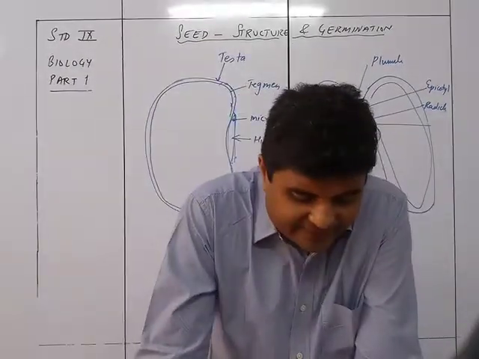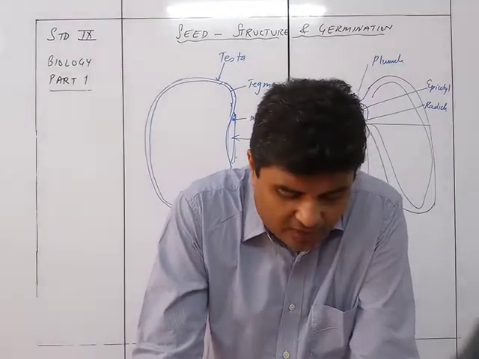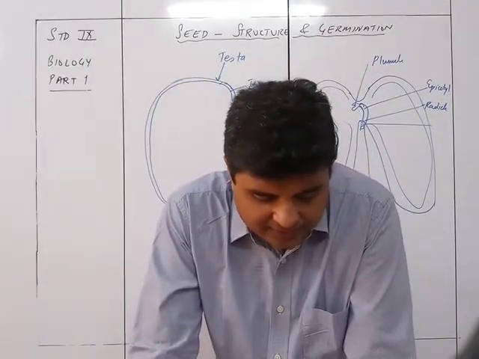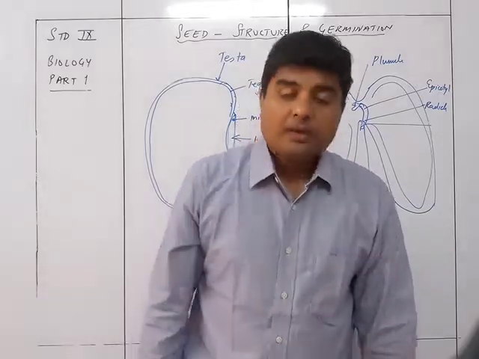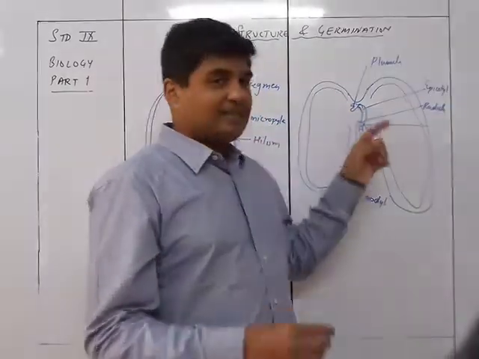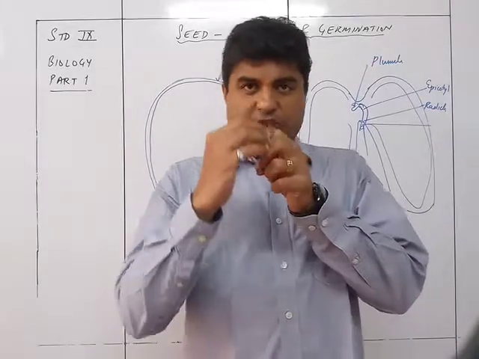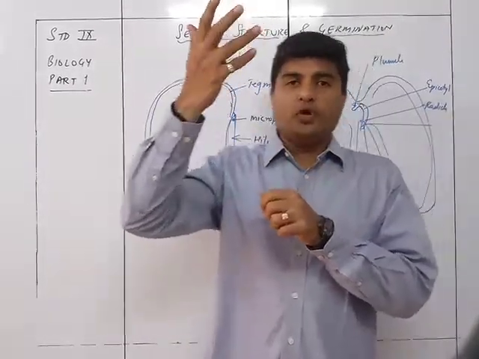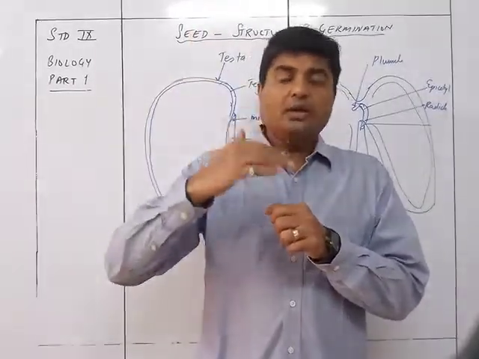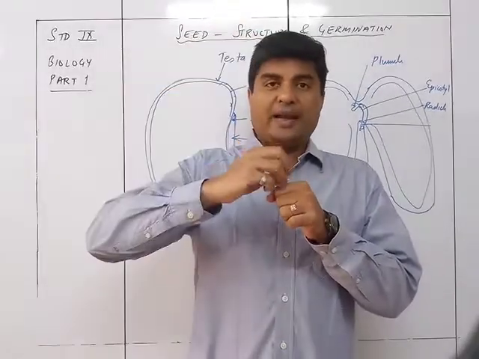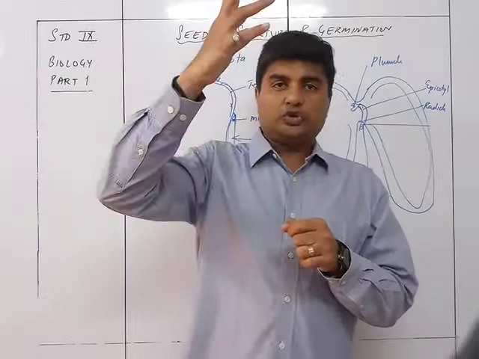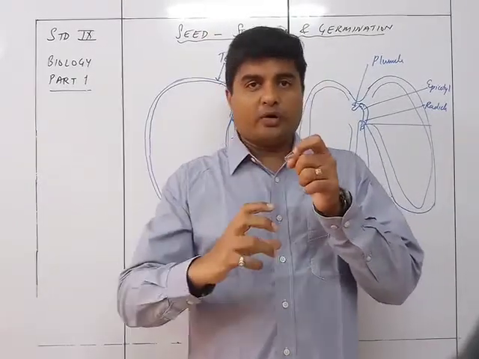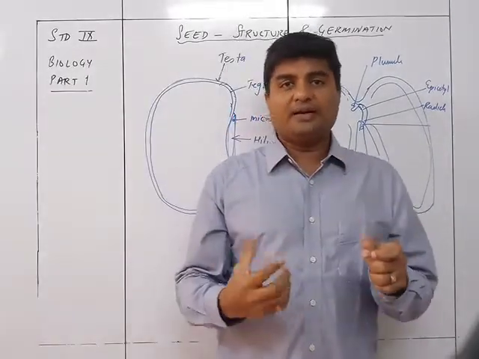The region of the axis between the point of attachment of the cotyledon and the plumule is called the epicotyl, and the region of the axis below the cotyledon is called the hypocotyl. So the region from where it is connected with the cotyledon, the part above it which is going into the plumule part, is called the epicotyl. The enlargement of the epicotyl will form the shoot part, and the enlargement of the hypocotyl, which is the lower part, will form the radicle of the root.